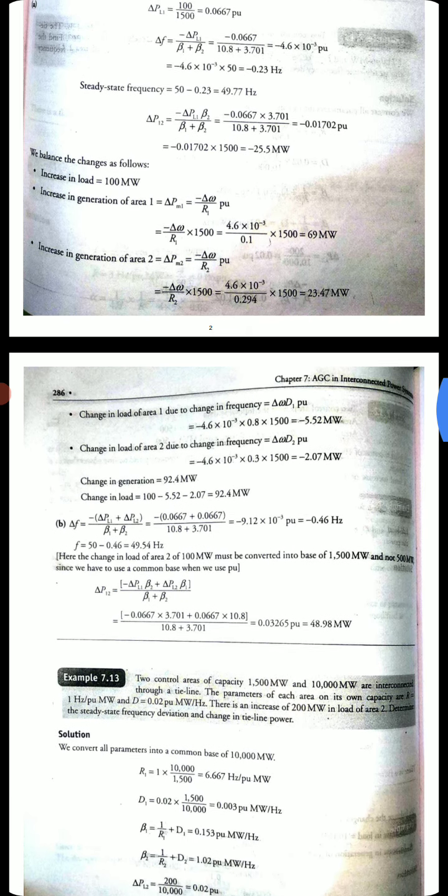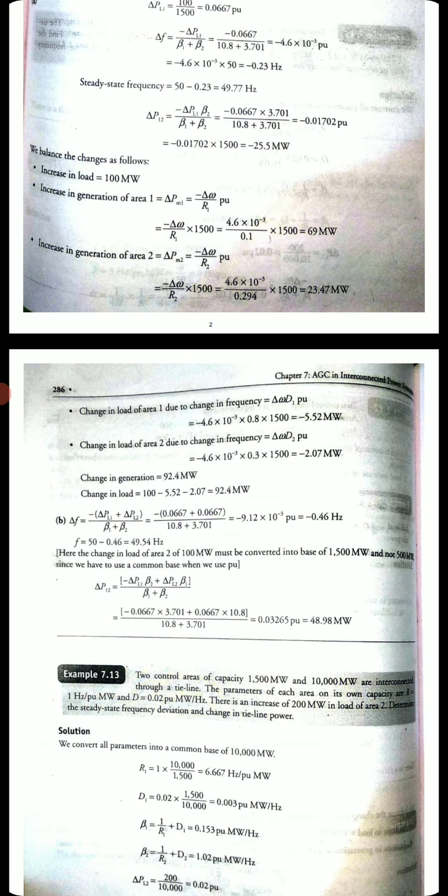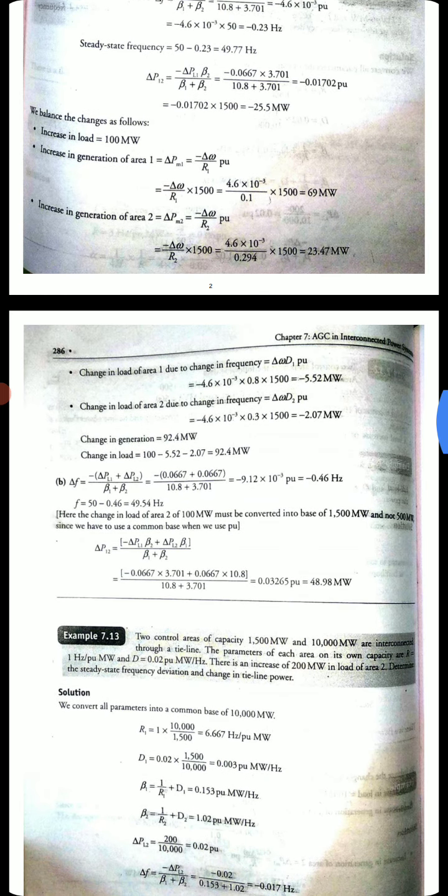So for delta F, that is the frequency, we get minus delta PL1 plus delta PL2 over beta 1 plus beta 2. We already calculated beta 1 and beta 2. We will get the value as minus 0.46 hertz. So the frequency F is 50 minus this, you will get 49.54 as the steady state frequency. Here the change in load of 100 megawatt must be converted into the base of 1500 and not the 500, because we have to use a common base.